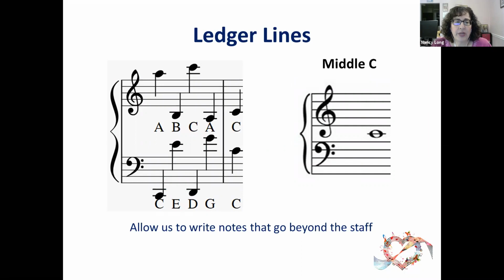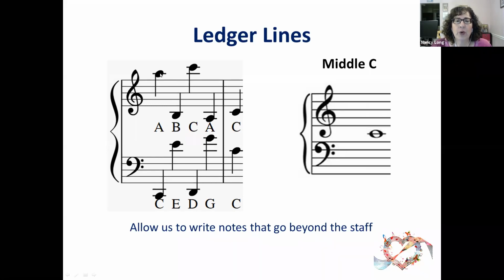Another symbol that we use to help us find our way around in music is called a ledger line. So if we had to just sing notes that existed simply between the lines, it would be very restrictive. It wouldn't allow us to write the kind of music that we like to hear and sing. So we have these little lines that we call ledger lines. And when we want to build a note beyond the staff, we use a ledger line.